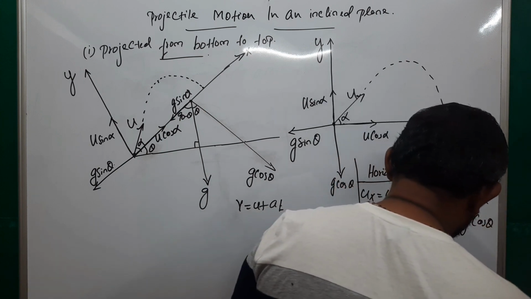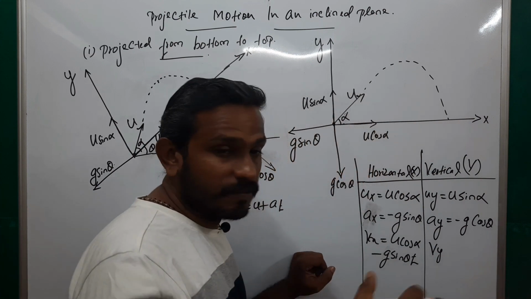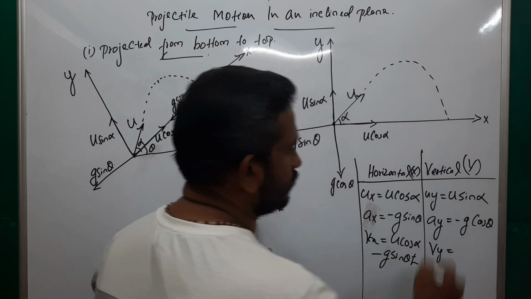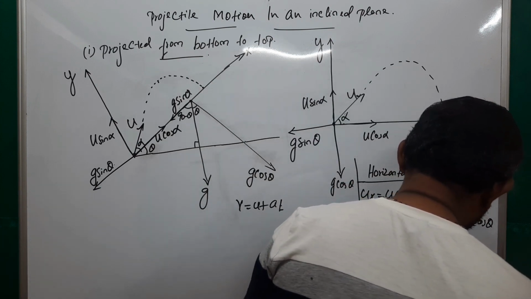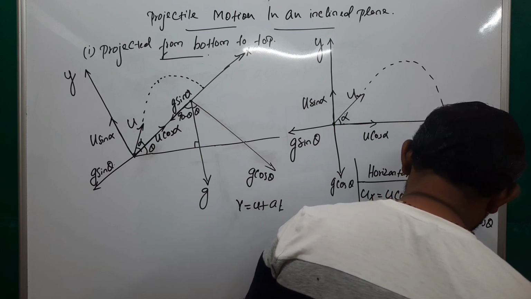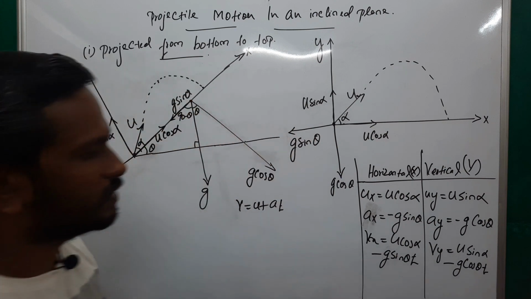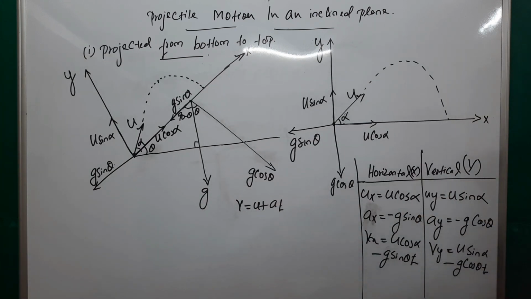Then what is the final vertical velocity? The final vertical velocity vy is equal to the initial vertical velocity, that is u sin alpha, minus g cos theta into t. So this is the final vertical velocity.